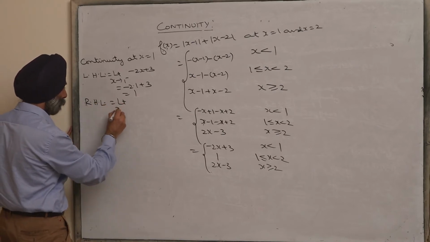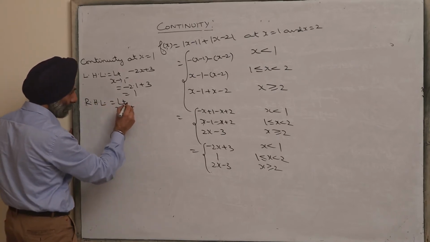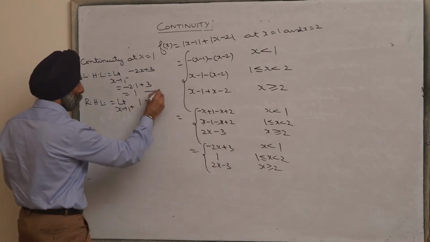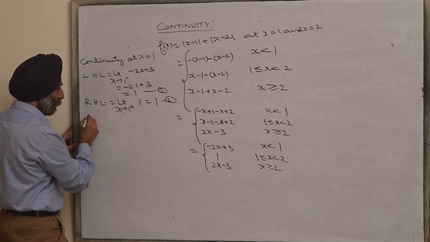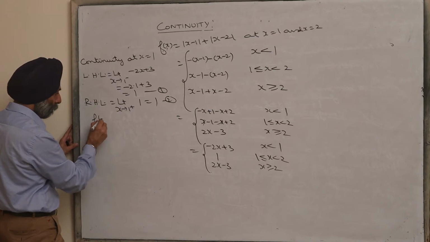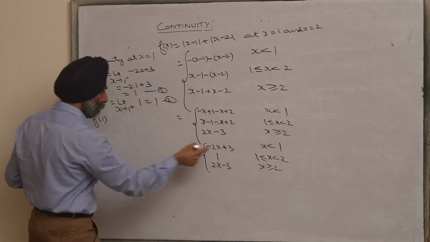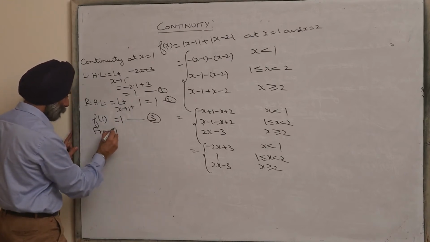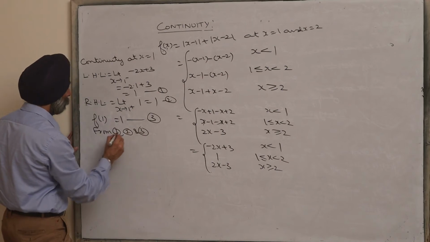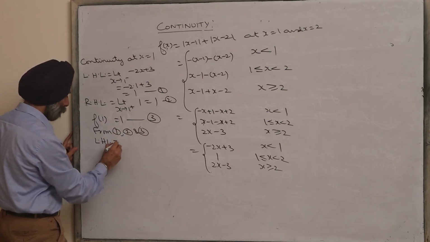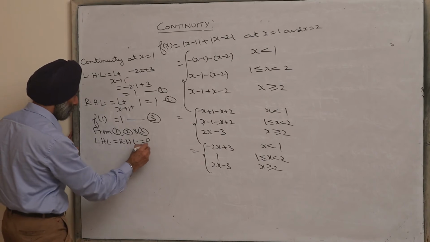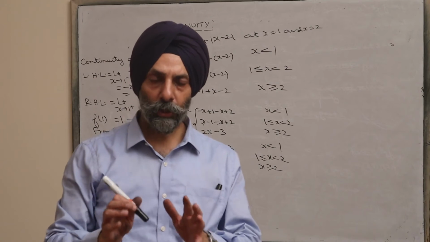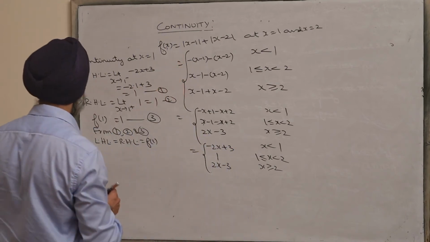Right hand limit is equal to limit x approaches 1 positive, that is 1, because this is the constant function which is equal to 1. So what is f of 1? The functional value at 1 is also 1, which is the third condition. So from the first, second and third, left hand limit is equal to the right hand limit is equal to the value of the function at the point x equal to 1, which clearly shows that this function is continuous at x equal to 1.